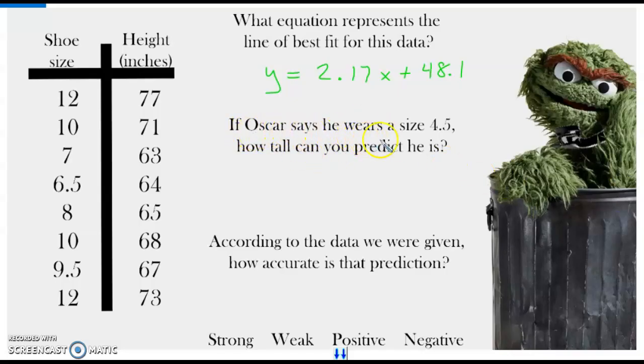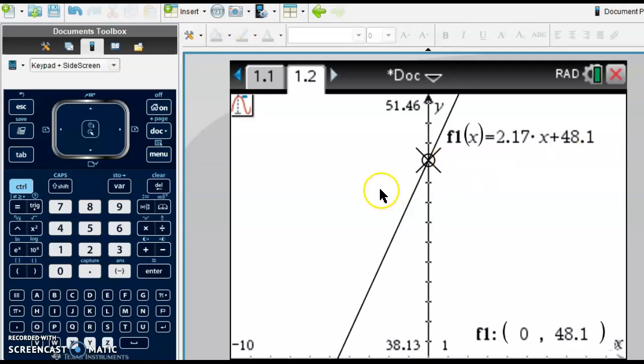Well, if Oscar says he wears a size 4.5, how tall can you predict he is? So we need to make a prediction here, right? We need to figure out how tall he is if he wears a shoe size of 4.5. Now we don't have any shoe sizes here that are that small. Now we can assume it's going to be smaller than all these heights, right? So let's go check it out. So a size 4.5. Now, in our other video, when we said we were trying to find predictions, we said we could open up the table.